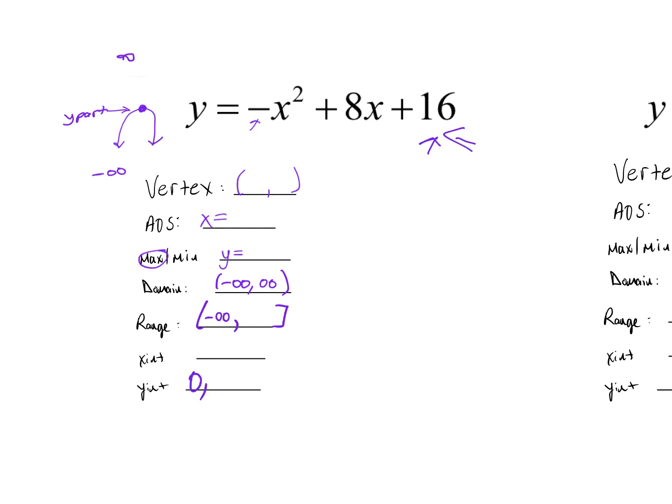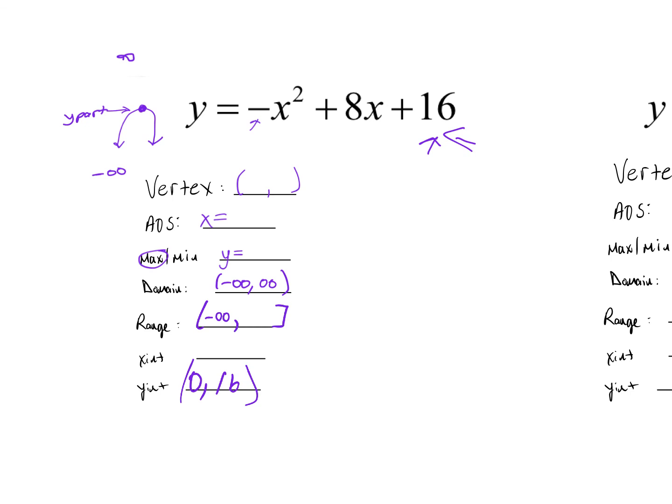16. So 0, 16. If that's a multiple choice question and I tell you 16, 0, please don't pick it. Y-intercept is when x is 0. So you really only have to do 2 things algebraically to find the rest of these answers.